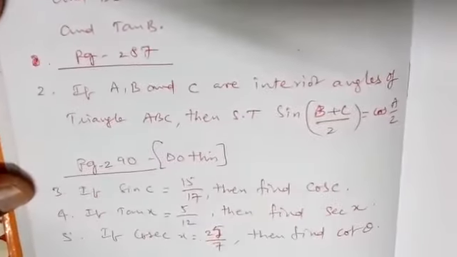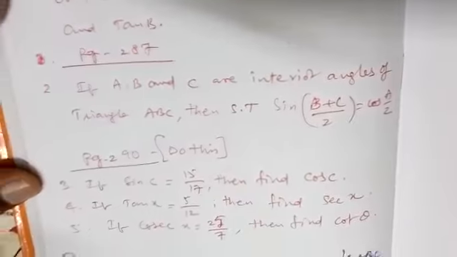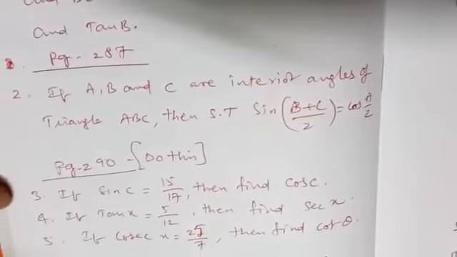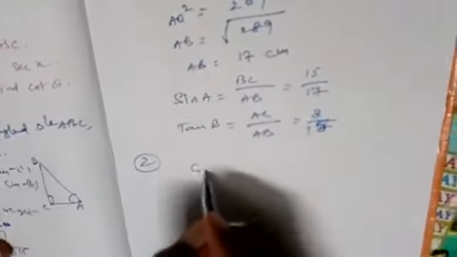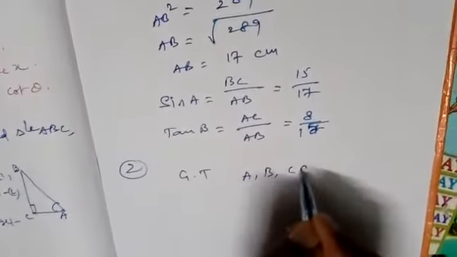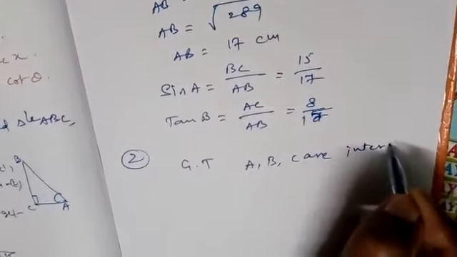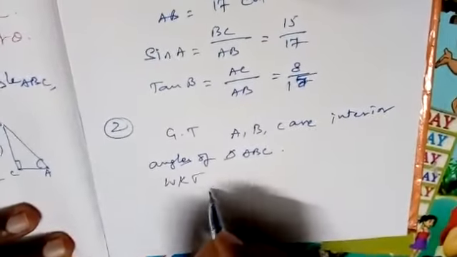Next question, second one. If A, B, C are interior angles of the triangle ABC, then show that sin (B plus C) by 2 is equal to cos A by 2. So given that A, B, C are interior angles of triangle ABC. So we know that A plus B plus C is equal to 180 degrees.